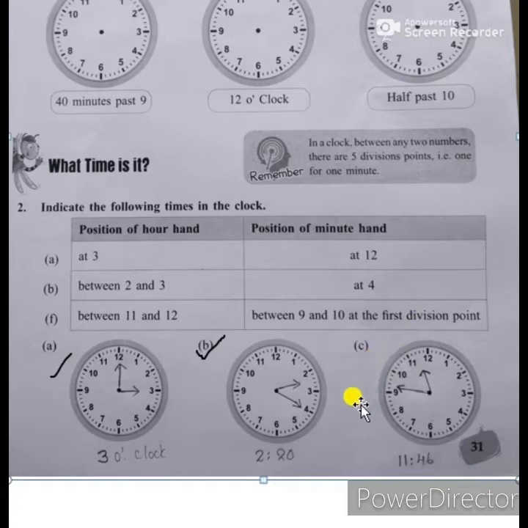If it is 9, it is 45. So the first division means one more minute. So 46. So the time is 11:46. That also I have showed, both the hour hand and minute hand. Now we will move to the next page, page number 32.